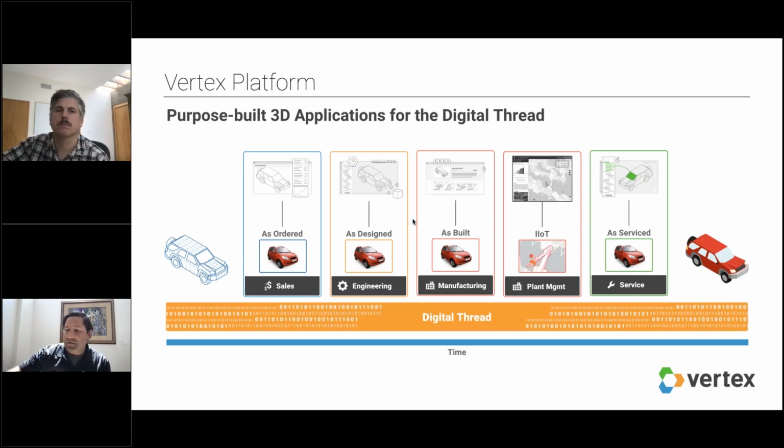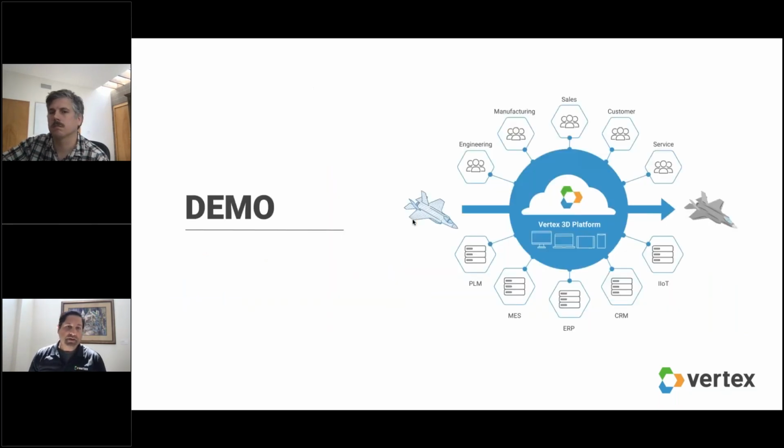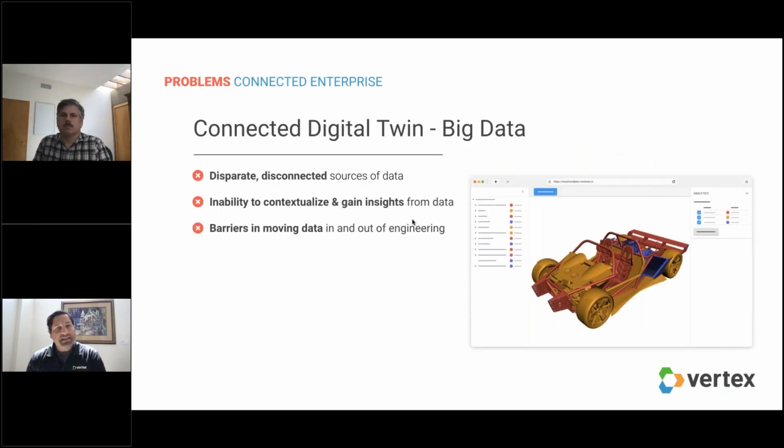So we'll take a look at some few examples here across the digital thread with a few demos. First one we'd like to focus in on is this idea, this challenge that we see in connecting the enterprise, which comes first from this term big data. We've all heard the term big data. I mentioned it earlier, how viscous this data is, how difficult it is to move, to connect.